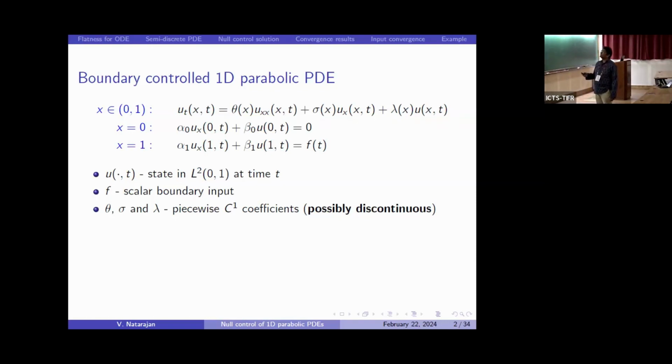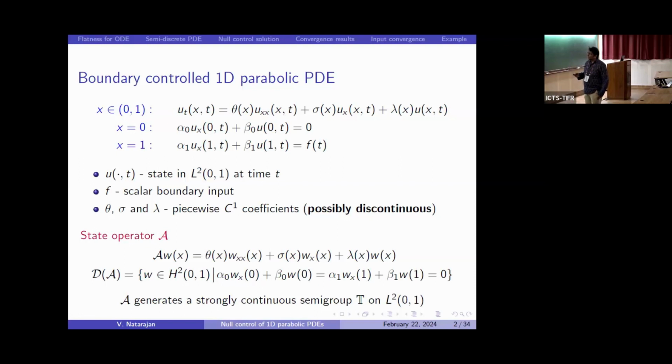You have this equation u_t = theta u_xx + sigma u_x + lambda u, where u is the state, which we assume is in L2. The coefficients theta, sigma and lambda are piecewise C1 coefficients. So they can be discontinuous, but on a finite number of intervals, they have to be C1. We have a boundary input F acting at the end x equal to 1, and at x equal to 0 you have a homogeneous boundary condition. So this is the PDE we are interested in.